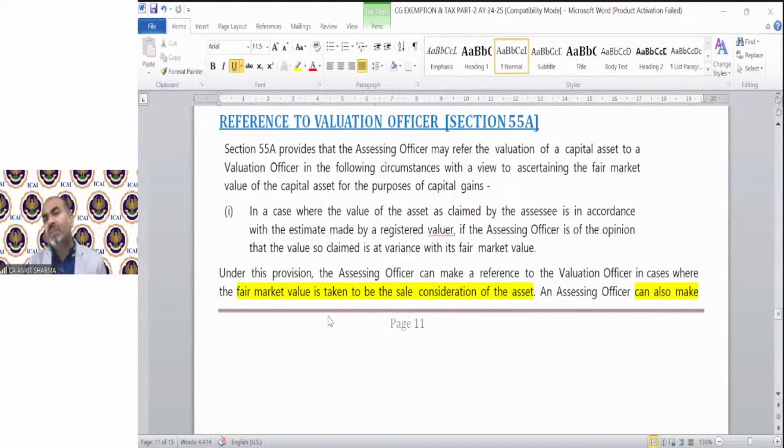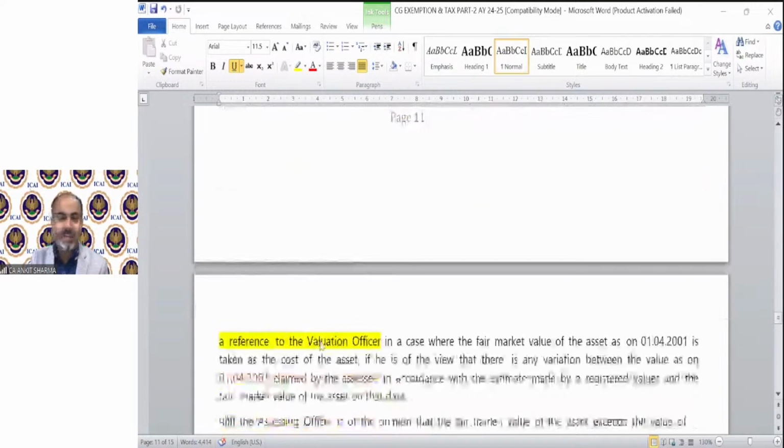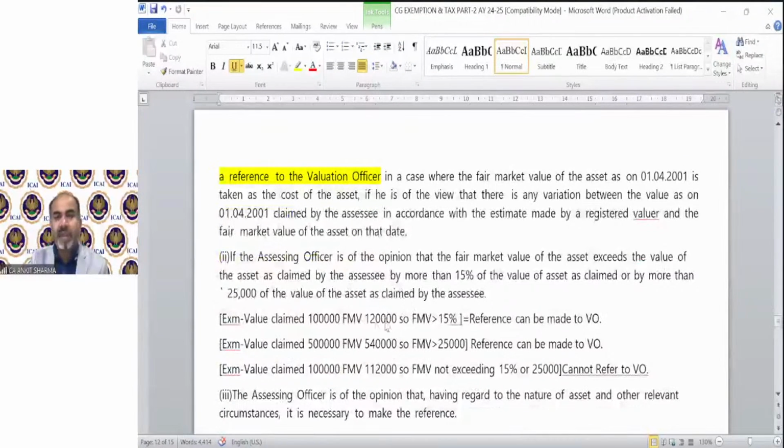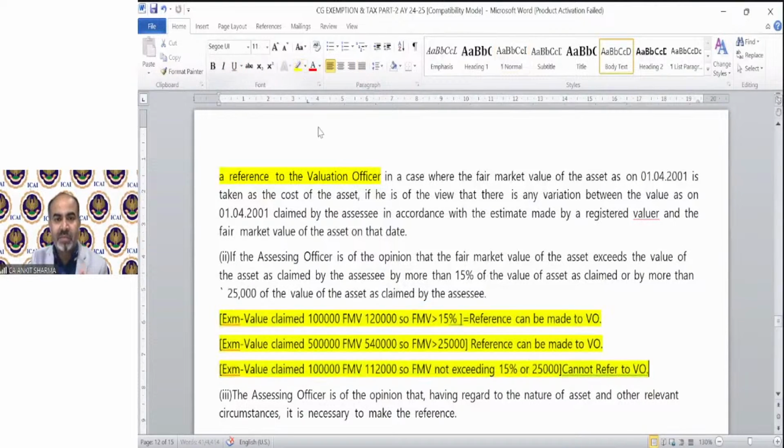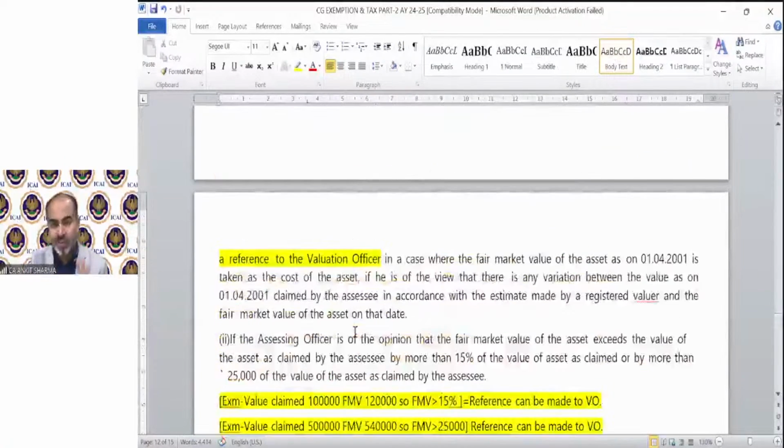If the assessing officer thinks that the FMV is greater by 15% or 25,000 in comparison to the value declared by you, then that assessing officer can refer your case to the valuation officer. I have made 3 examples also for you. Kindly read this. This example has been framed by me. So if there's any confusion, you can ask me in the next class also. This is a theoretical provision.